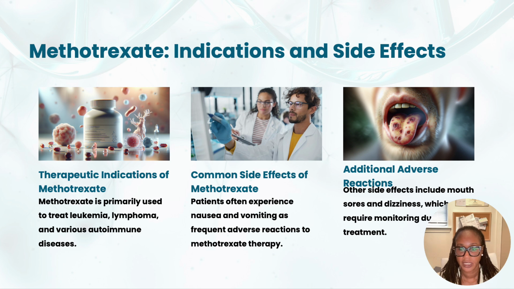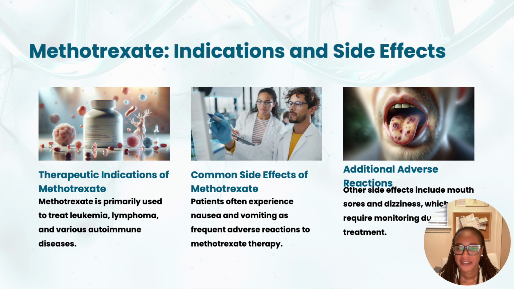So some serious or additional adverse reactions. Hematologic: myelosuppression, in severe cases pancytopenia, especially with renal impairment or overdose. Hepatotoxicity: liver fibrosis or cirrhosis with long-term use. Routine liver function test monitoring is required. For pulmonary, methotrexate-induced pneumonitis: non-productive cough, fever, dyspnea can be acute and life-threatening. So definitely monitor for these things as well, because it can induce pneumonitis.